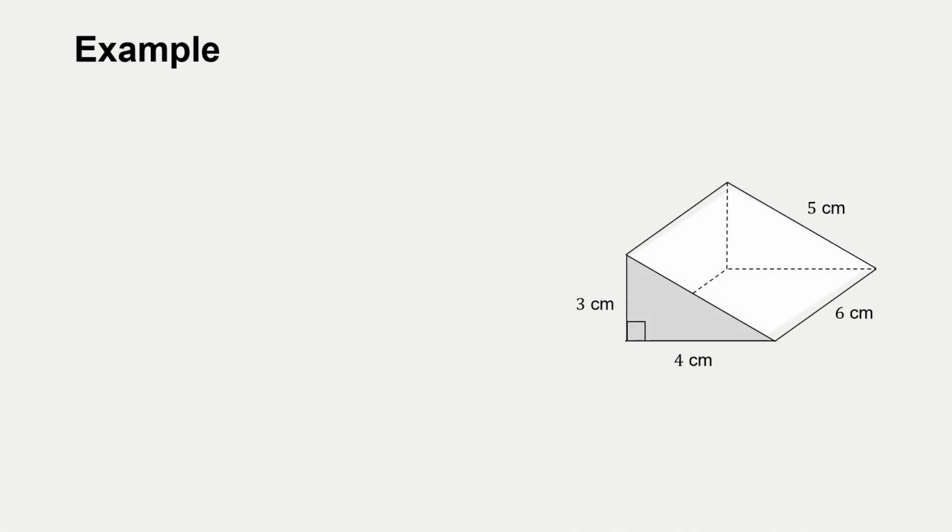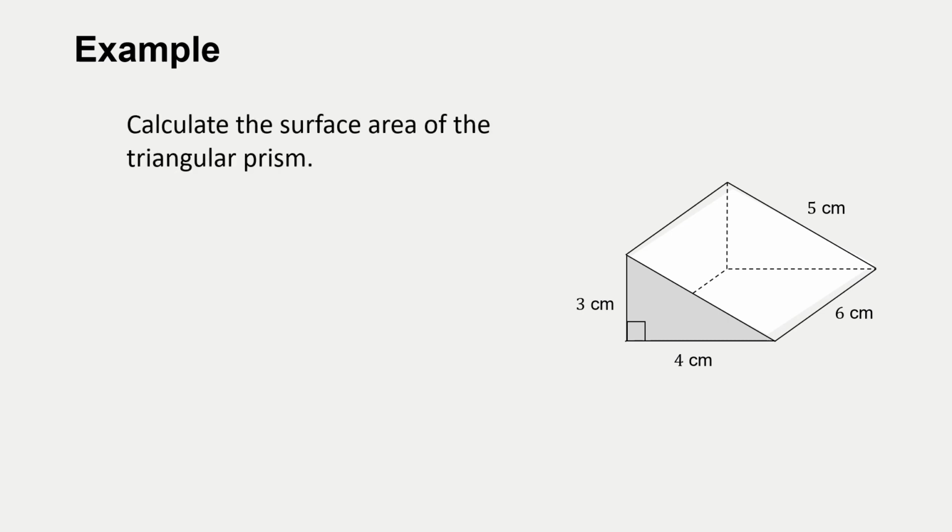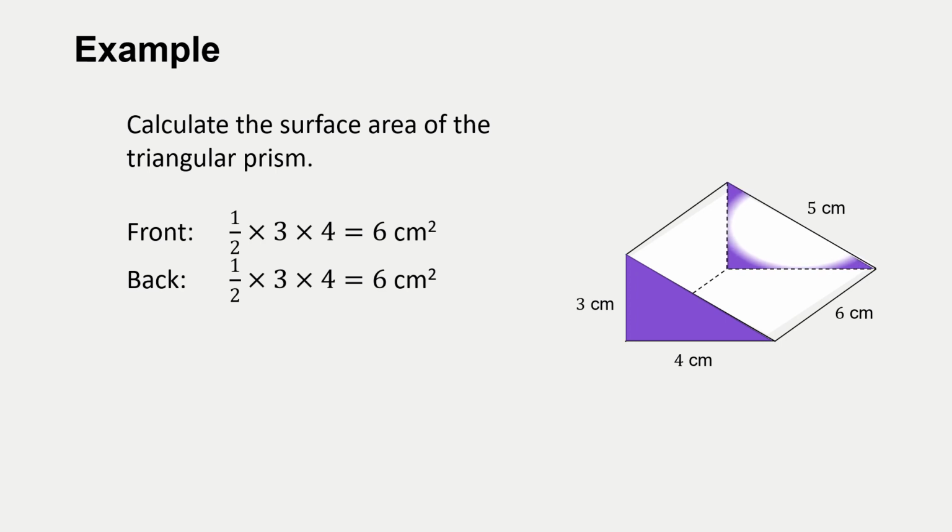Take an example. So if this prism is given in your question, and all the sides are given like 3 centimeters, 4 centimeters, 6 and 5 centimeters, and you need to calculate the surface area of this triangular prism, how are you going to do it? First I'm going to break this entire prism into different shapes and then start working with each and every shape. First I'll take the triangle which is in the front. It's half times base times height, so the area of my triangle will be 6 centimeters squared. Similarly, I'll do the same for the back one as well, and the answer will be 6 centimeters squared too.